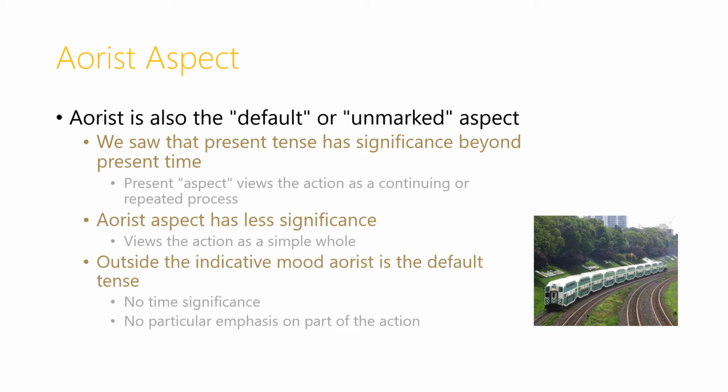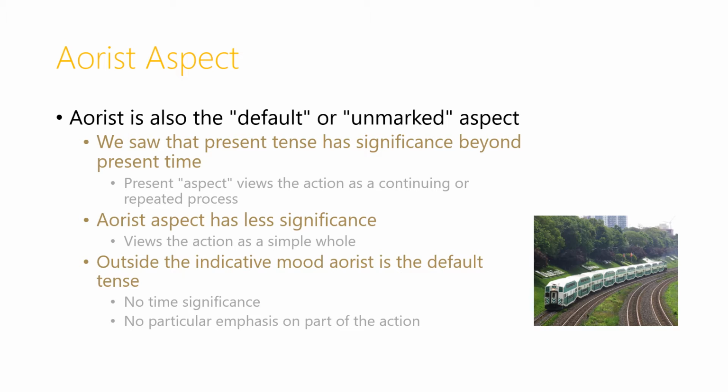So if we were to imagine our aspect as our perspective on a train passing by, where the present aspect involved us standing up close to the train so that we notice the cars whipping by, or standing at the beginning of the train so that we see it approaching, those sorts of close-up perspectives. The aorist aspect is like standing way back so that we can see the whole train at once, and we don't think about one part being emphasized more than another. We just see a train.